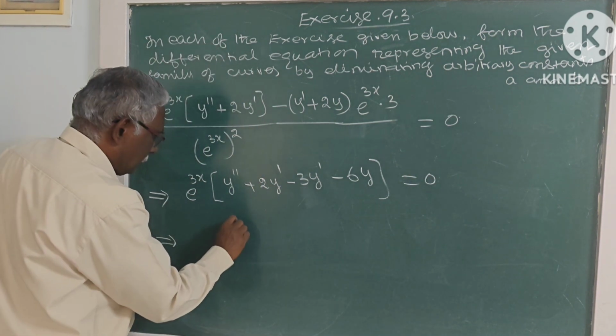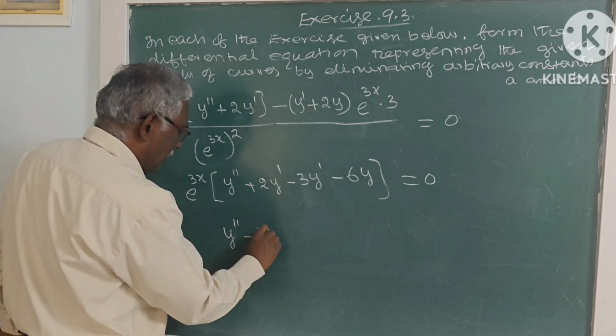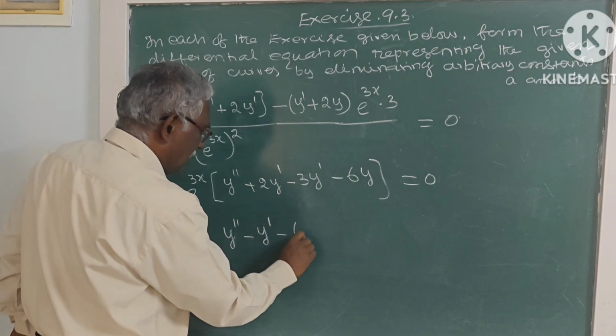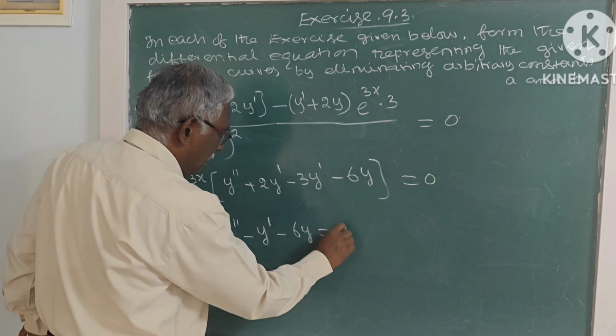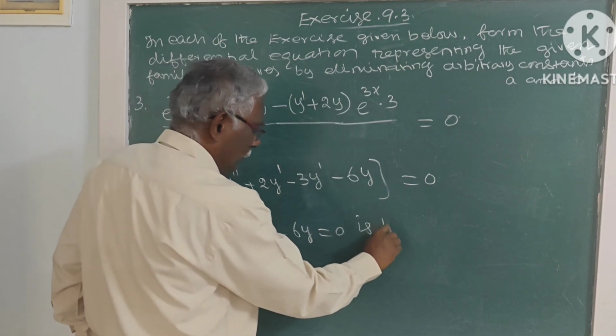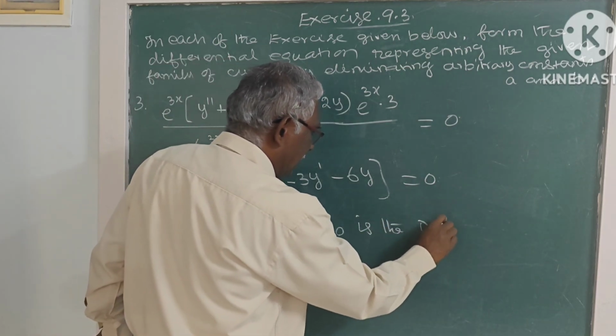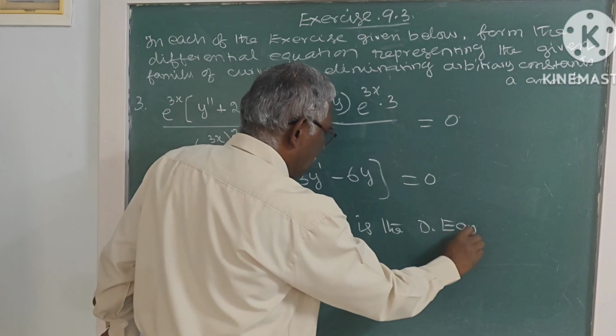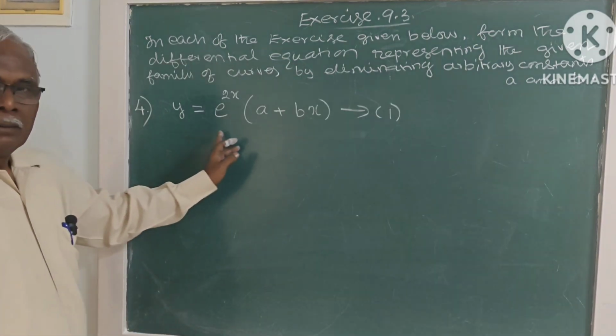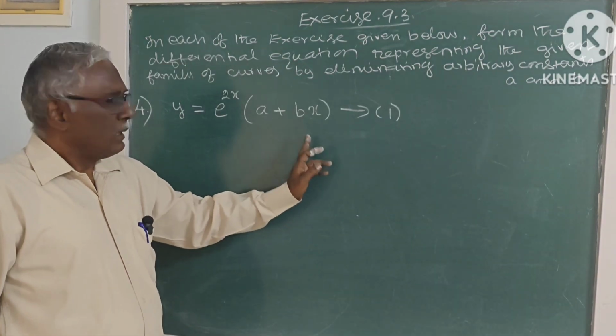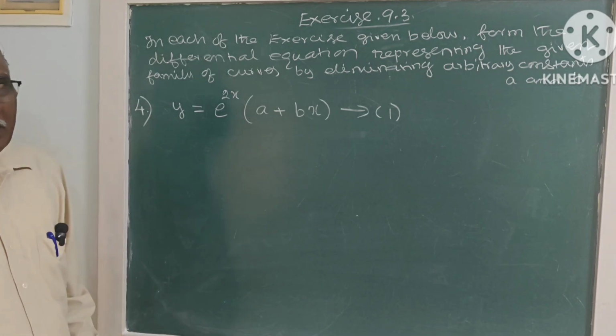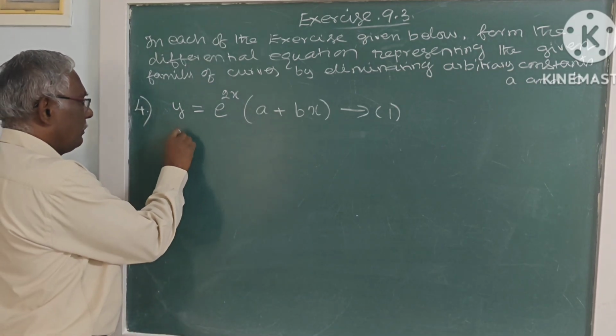This gives y double dash minus y dash minus 6y is equal to 0, which is the required differential equation of the family of curves. So in this equation, there are two arbitrary constants, a and b. We have to differentiate twice.